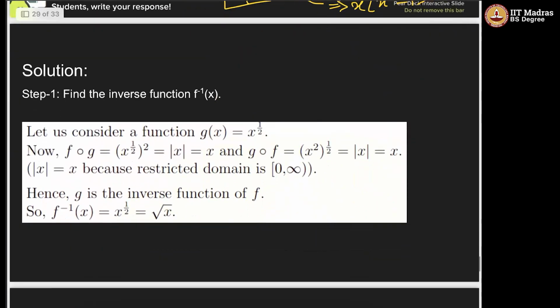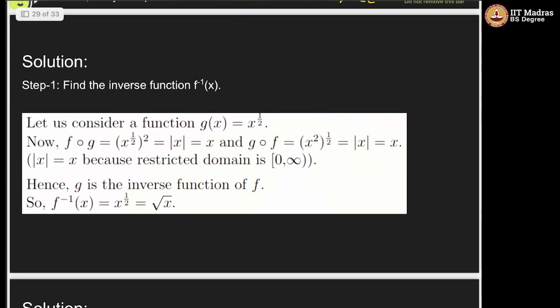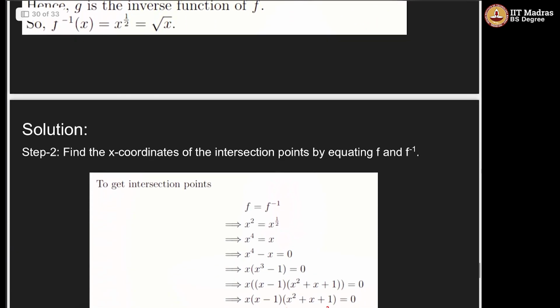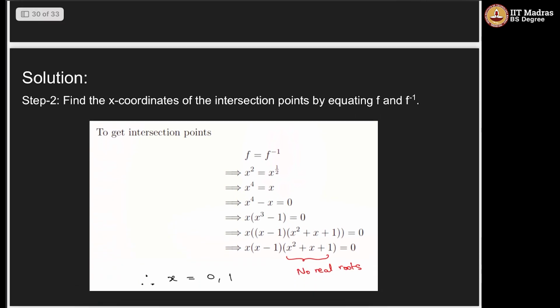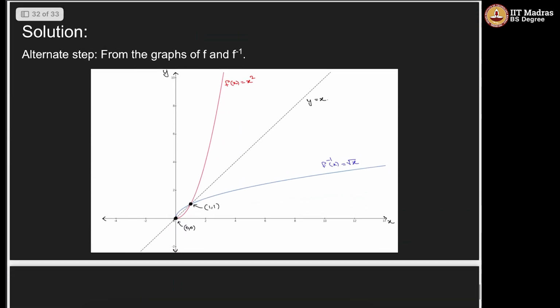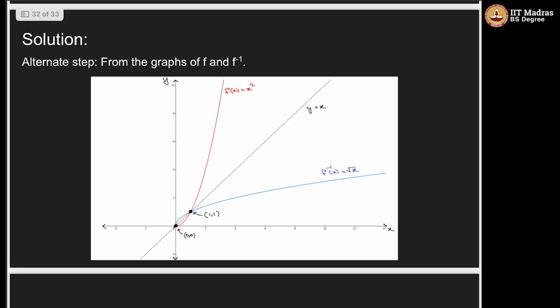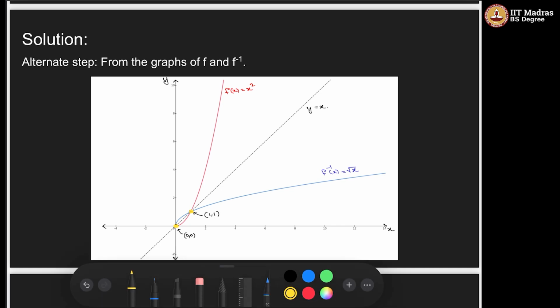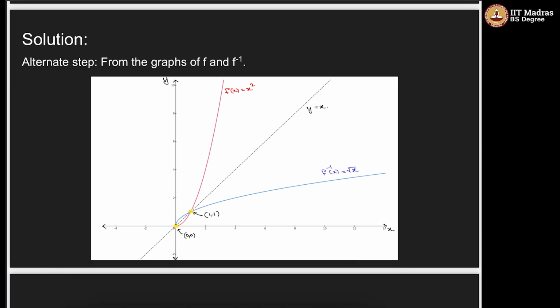Here there is a written version of the problem. You can go through the written version for your better understanding. You can check this, and this is the graphical representation of f(x) and f inverse x. We can see these are the 2 points of intersection, (0, 0) and (1, 1).